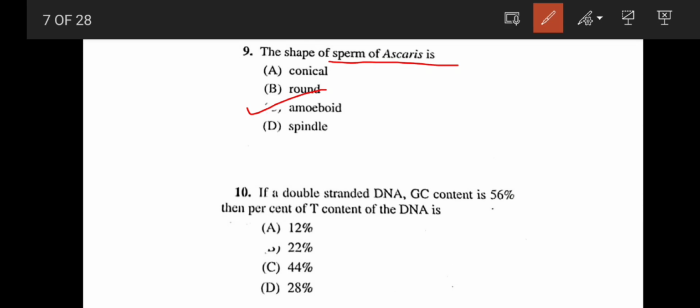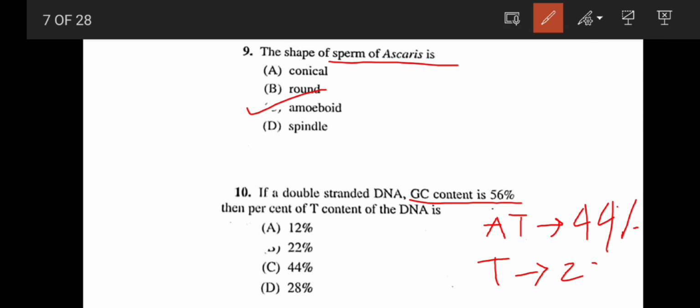Now, if a double-stranded DNA has GC content of 56%, then the percent of T content in the DNA will be, see, GC content is 56%, so AT content would be 44%. So obviously the content of T will be 22%. So the correct answer is option B, 22%.